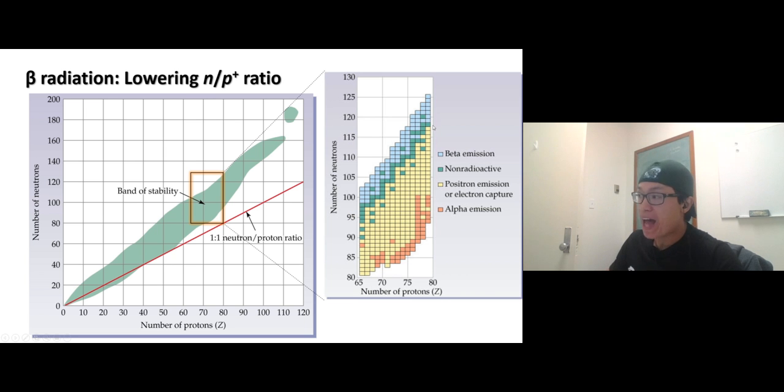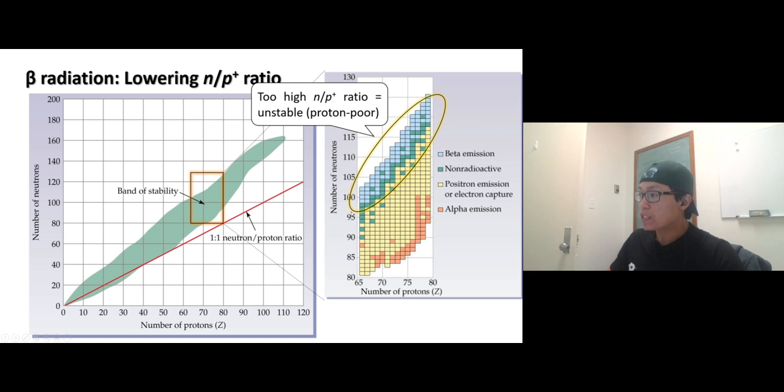The nuclei are stable enough that they are non-radioactive. Anything above or below, so either too much neutron at the top, or too much proton at the bottom, they undergo some type of decay. All right, start with the top one.